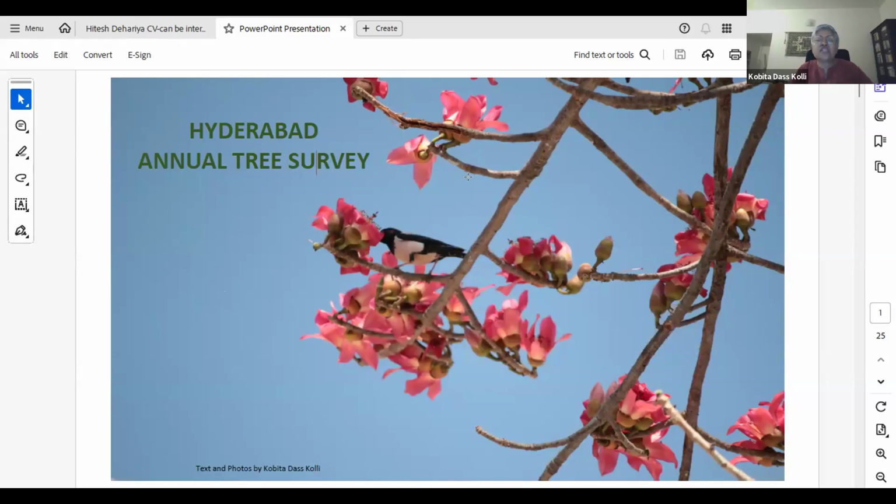So this presentation, although it is called the Hyderabad Annual Tree Survey because it was done for that, tells you about documenting nature, basically. It's a very simple presentation, so as not to go into too many details, but I hope you will get an idea of what we can see, and how we should document flora, trees specifically.